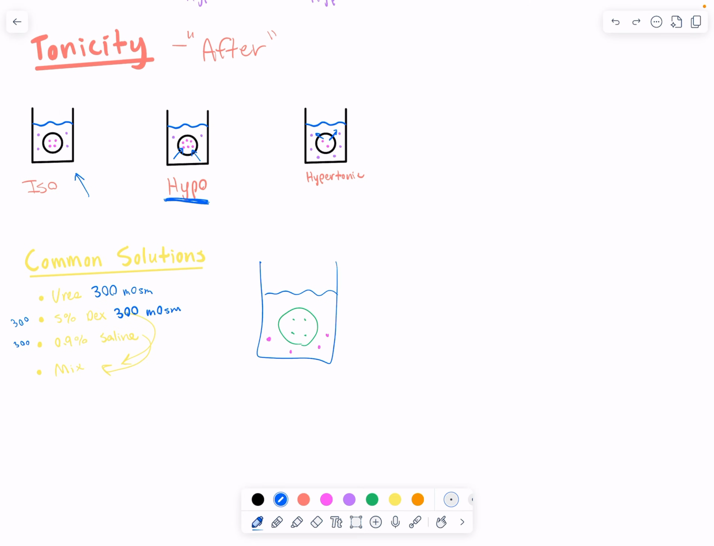Let me check if I covered everything. So again, things can be isosmotic, like that second example we used, or that first example with the urea, where it goes into the cell, and so initially it's isosmotic, but the effect would be a hypotonic effect, like we talked about. And yeah, I believe that is it.